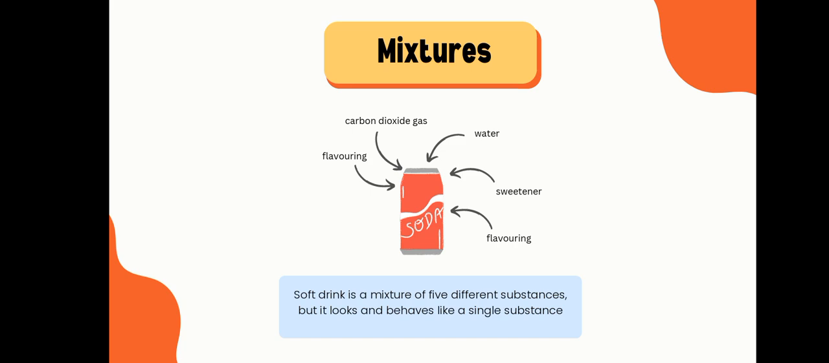So students, what is a mixture? Now this soft drink soda is a mixture of five different substances, but it looks like, or behaves like, a single substance. It has a sweetener, water, carbon dioxide gas, fluorine, and more than these things in the soda drink. And as you know, this is not a healthy one, so you don't have to add this to your diet. However, this is a best example of a mixture. So the soft drink or soda is not an example of a pure substance. It is an impure substance, and it is a mixture.